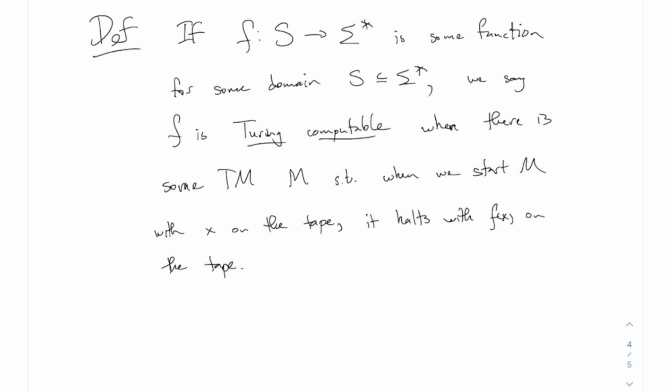Right? You run your machine starting with the input string on the tape, and then the machine stops with the answer f of x on the tape. If that's possible, then f is called a Turing computable function. It means it is possible to get the answers using a Turing machine. All right.